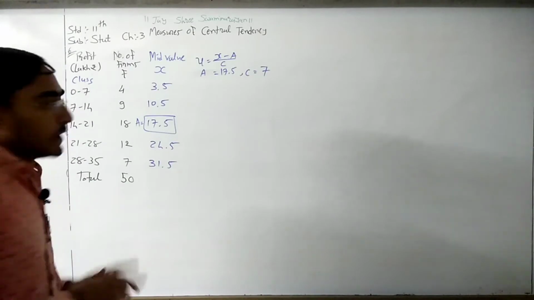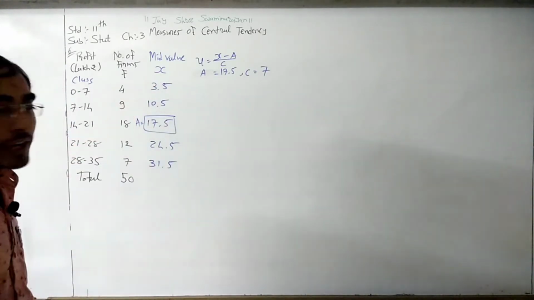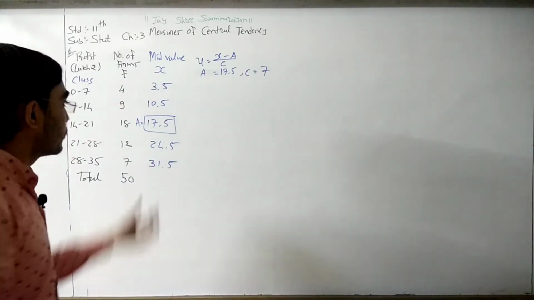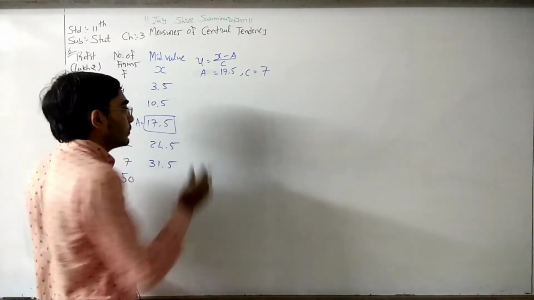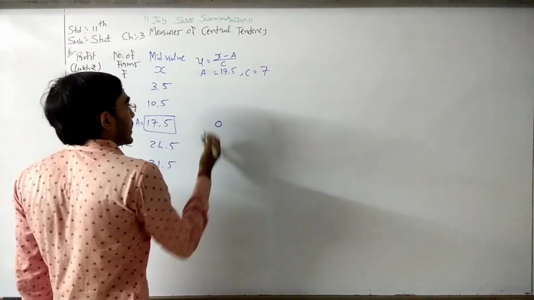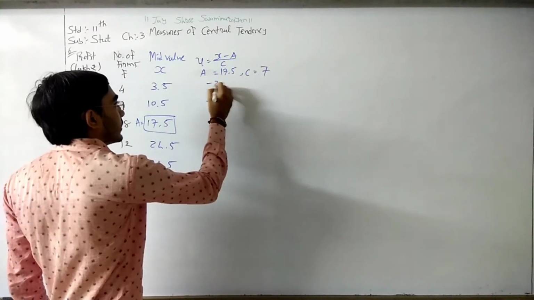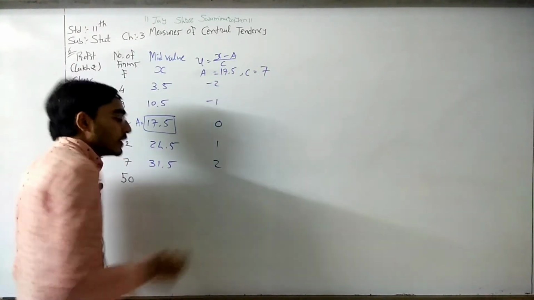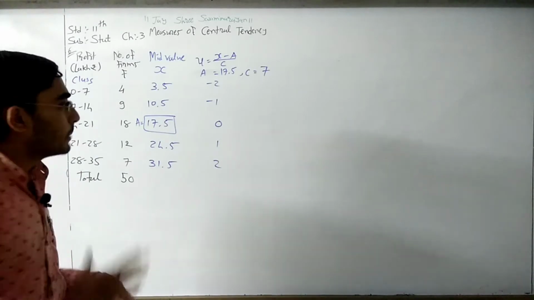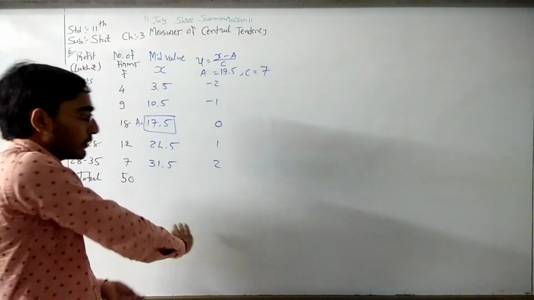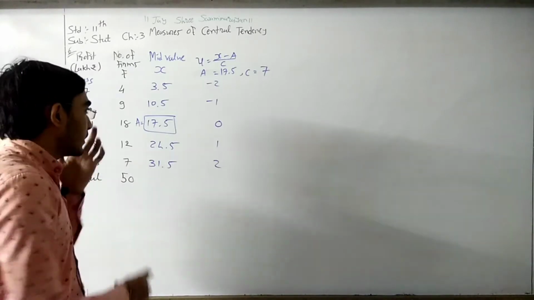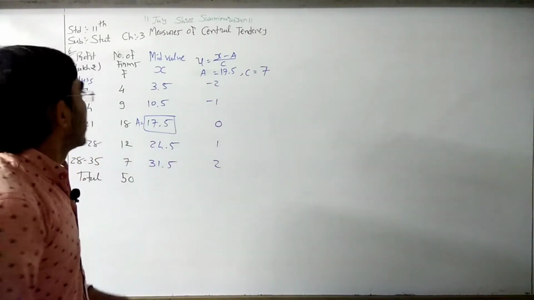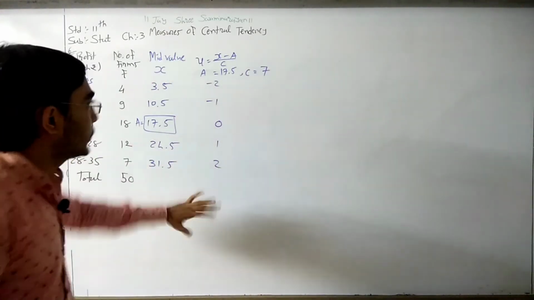Okay, now here in U, that means in step deviation, what we need to do? Now here our A is equal to 17.5, so put 0 here. After that, -1, -2 and 1, 2. In the upper part we need to write the negative numbers, in the lower part we need to write the positive numbers. Now our U is ready.